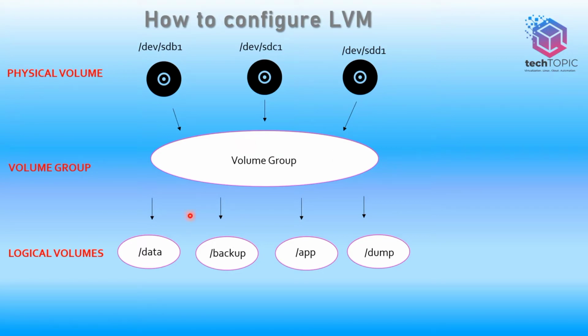And from there I am creating logical volumes like 50 GB for /data, 20 GB for /backup, 200 GB for /app, and maybe the rest for /dump, right? So we need to remember the hierarchy here. First the physical volume, then we need to create the volume group, then we will create the logical volume from that volume group.